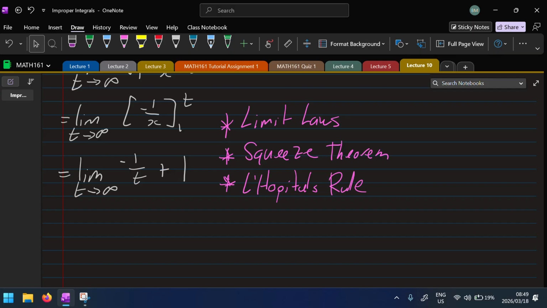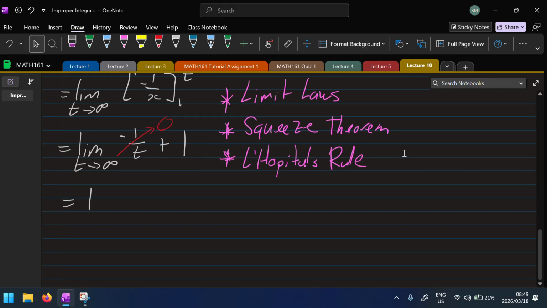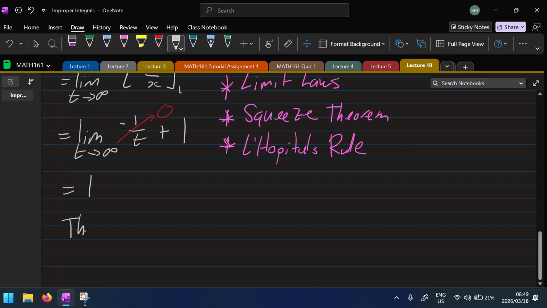This limit's very easy. So t goes to infinity. The first term goes to 0. Yeah, t goes to infinity, 1 over t goes to 0. So we're just left with 1. Since the limit exists, we got an answer of 1. It means the area under the curve is also 1. The limit exists, so L equals 1, which means that green area that we shaded in earlier is 1.